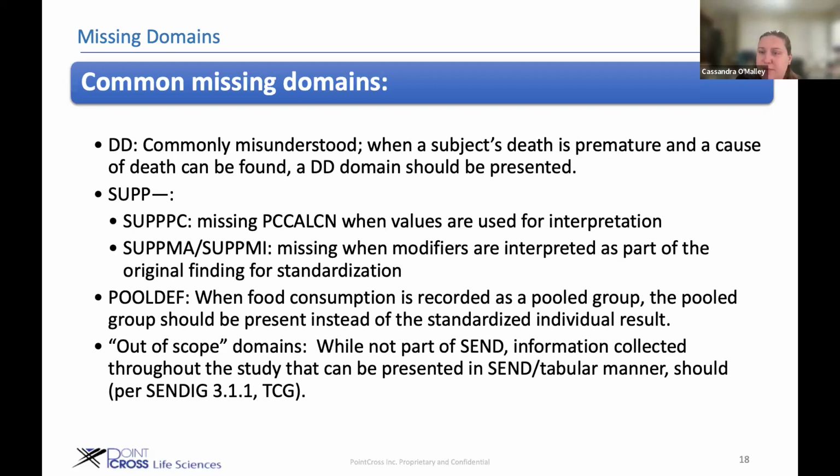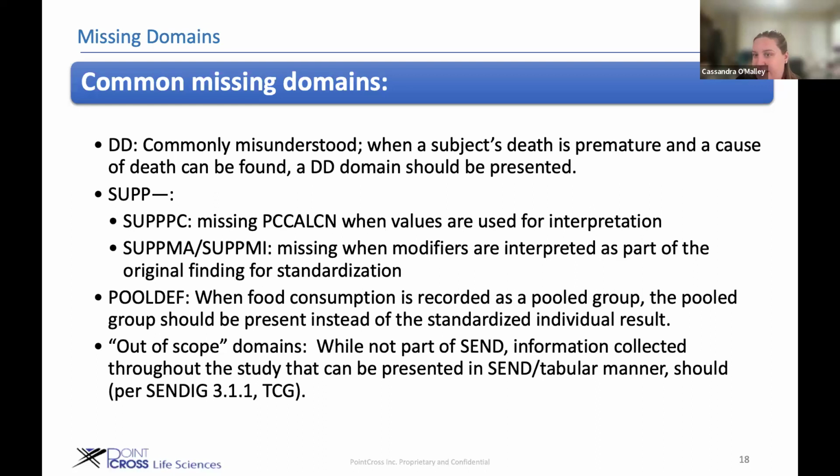We also find that POOLDEF is missing many times. When food consumption is recorded as a pooled group, the pooled group should be represented instead of a standardized individual result. So if you have a cage of 4 subjects, the cage of 4 subjects should be represented in food consumption as opposed to being individual records where each individual record is the same for each one of those 4 subjects.